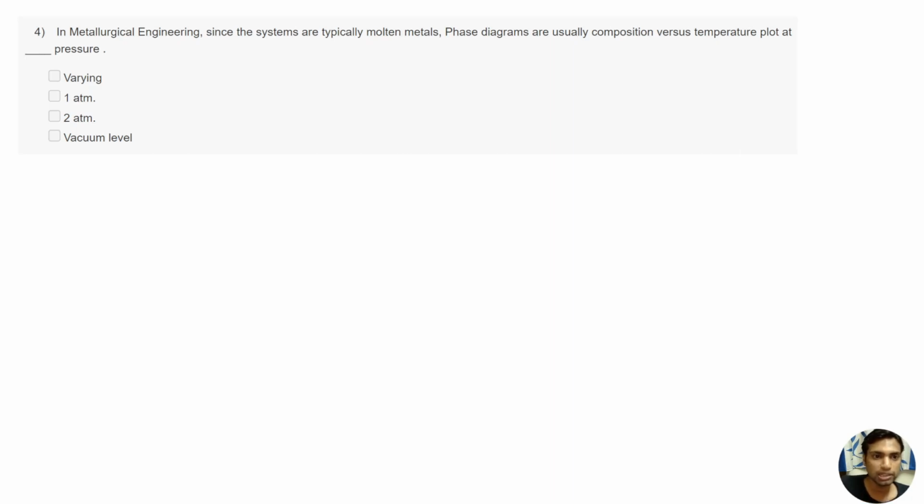So what about this? In metallurgical engineering, since the systems are typically molten metals, phase diagrams are usually composition versus temperature plots at what pressure? Usually 1 atmosphere, at constant pressure, 1 atmosphere. Yeah, correct.